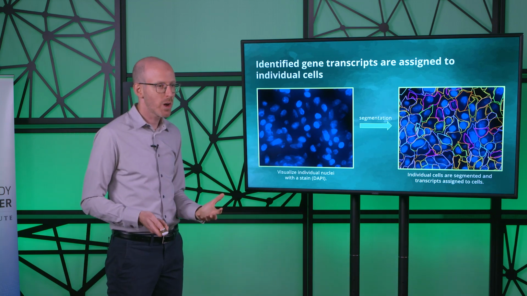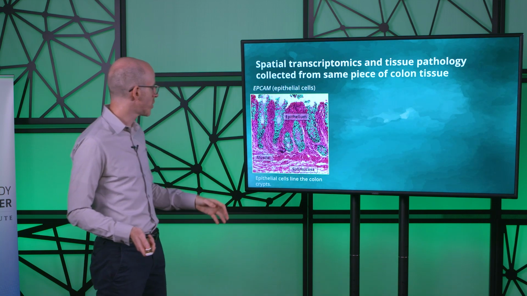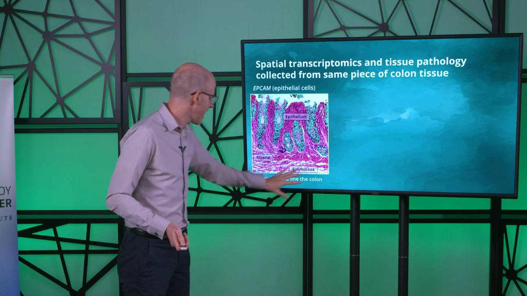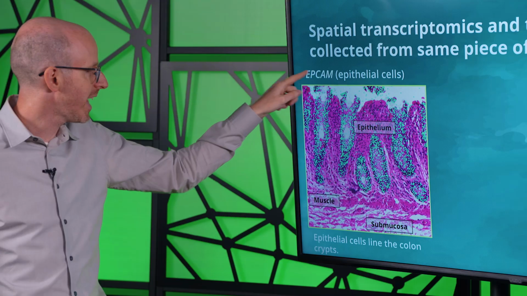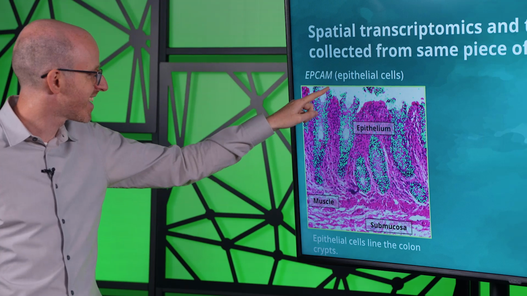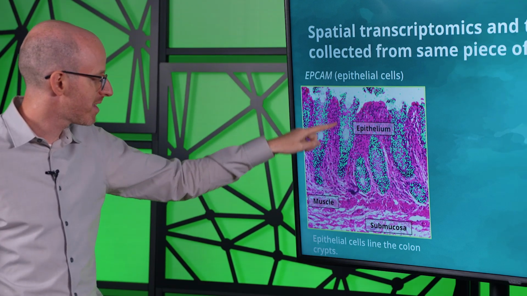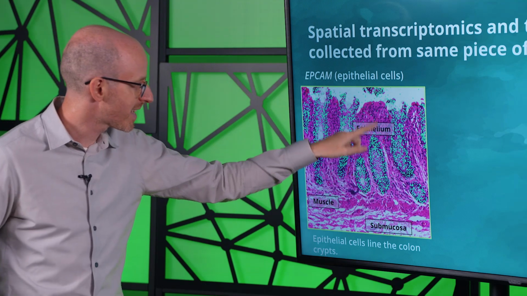So let's review what the ultimate data that you'll receive looks like. Here we're showing the H&E image, and we're showing one gene, EpCAM, and it's being expressed in these little cyan dots. This is where it's being expressed. And we can see again that it's really in the epithelium, in these colonic crypts, and that's what we expect to see.